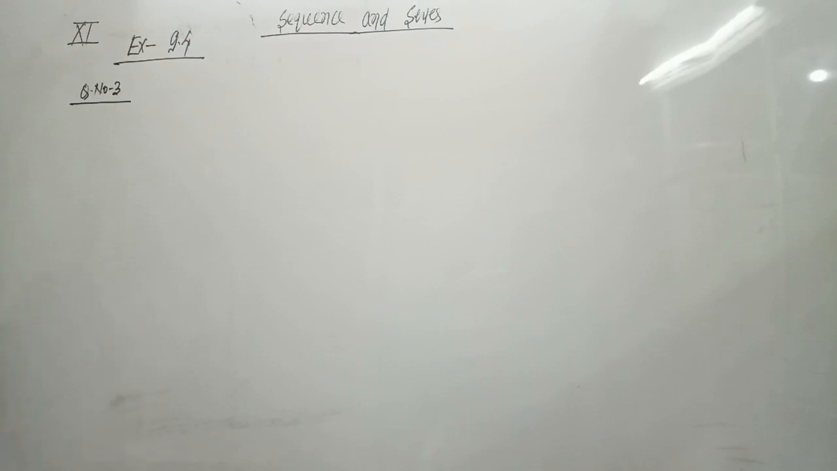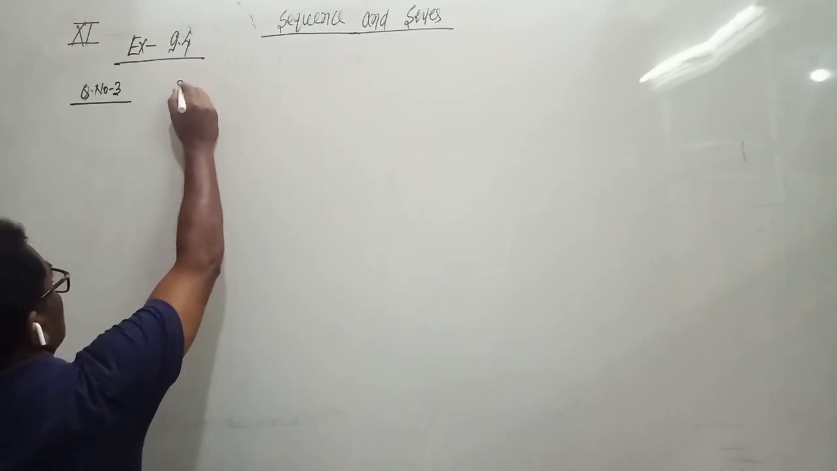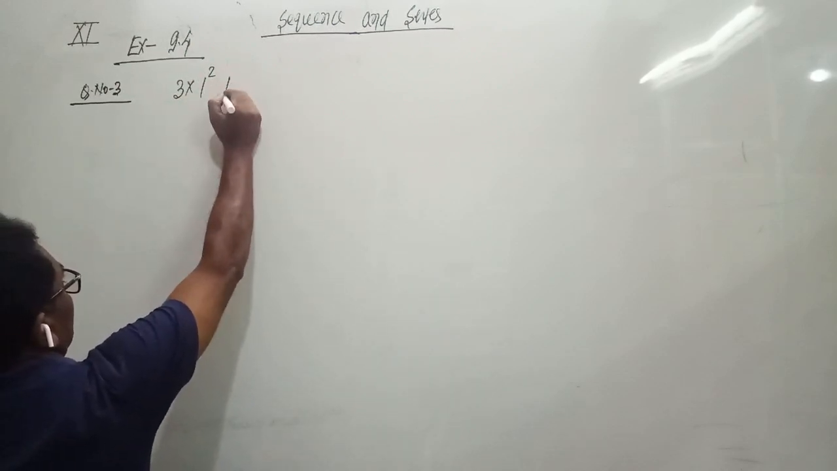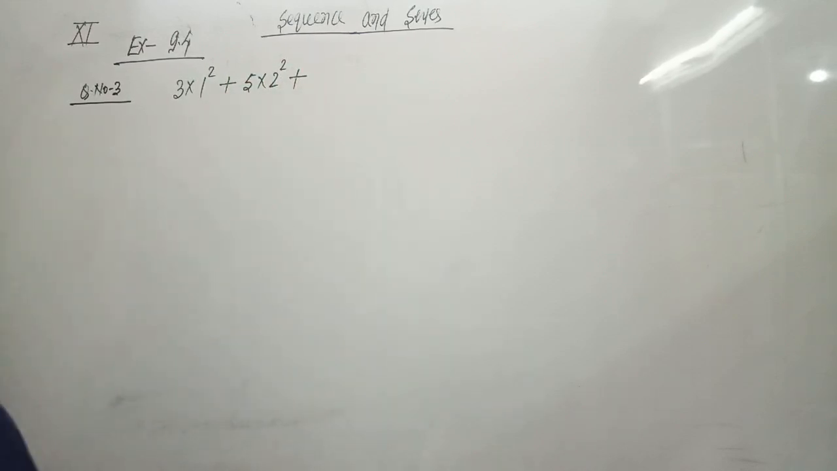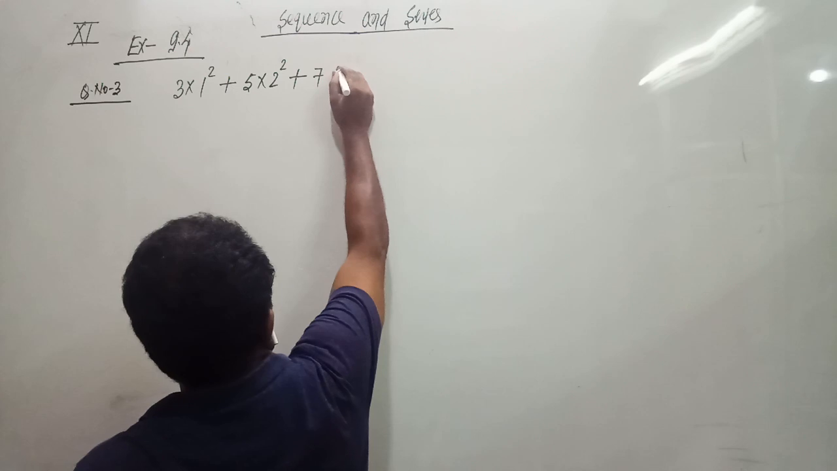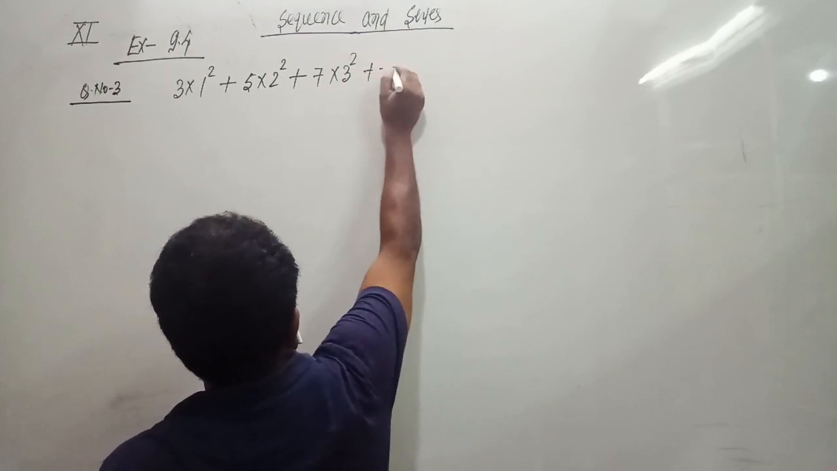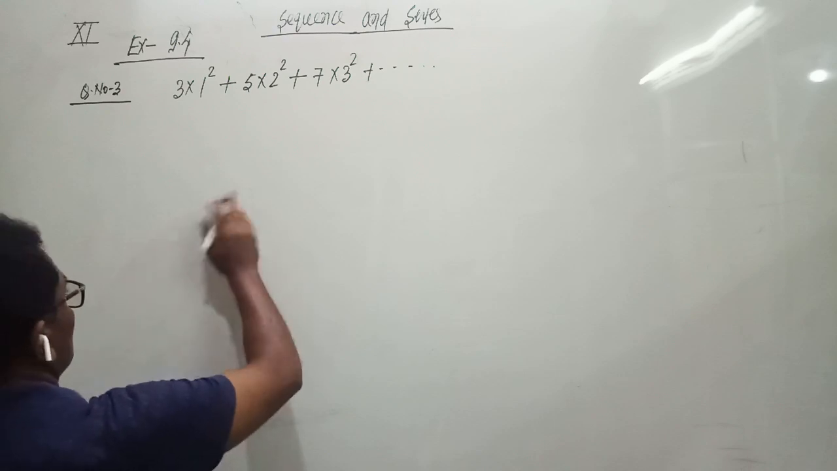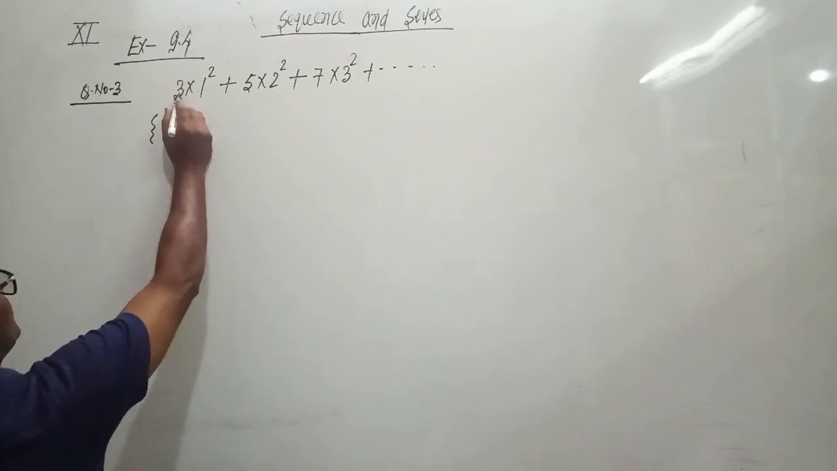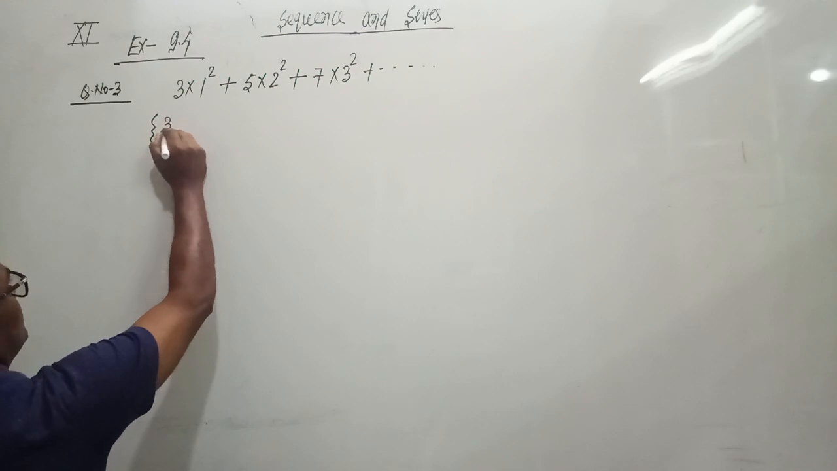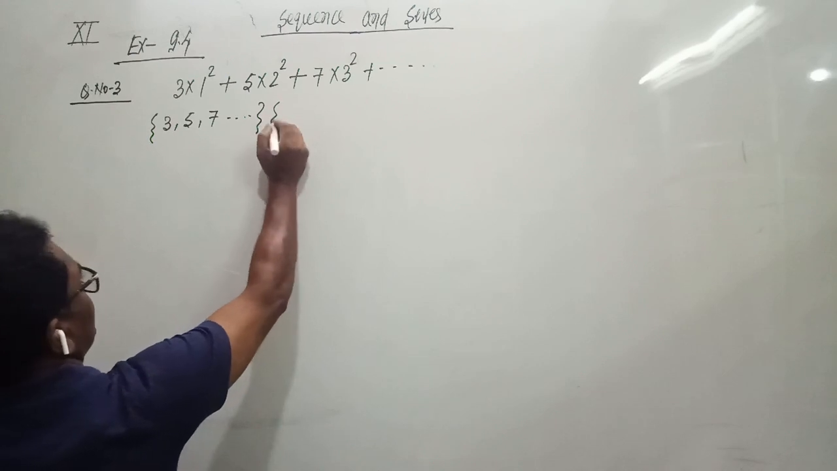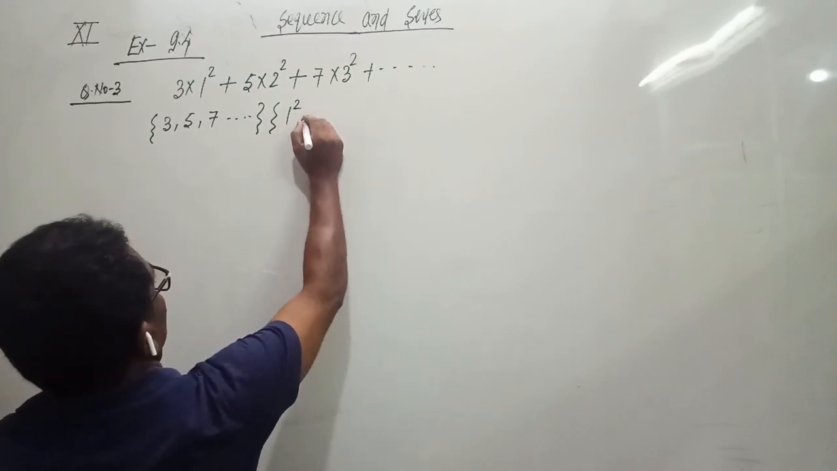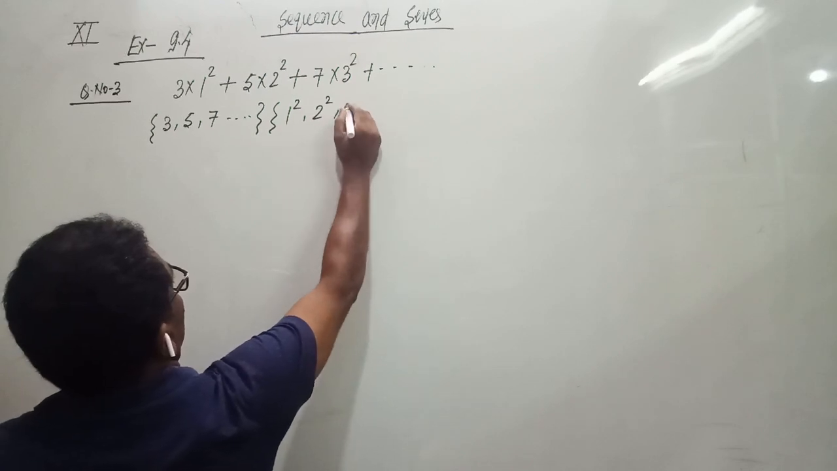The series is 3 into 1 square plus 5 into 2 square plus 7 into 3 square plus dash dash. So we separate the sequence. The first term is written 3, 5, 7 dash dash, and the second term 1 square, 2 square, 3 square, and dash dash.